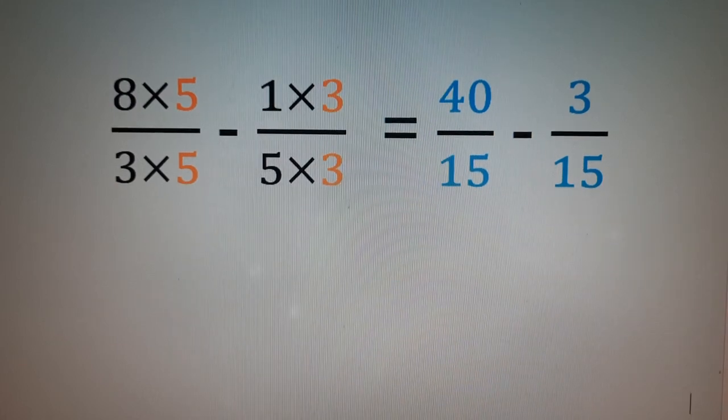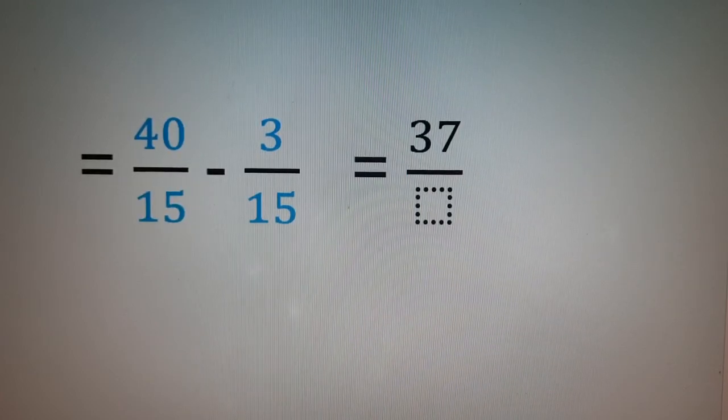Now you get 40/15 minus 3/15. Now their denominators are the same. When their denominators are the same, you can simplify their numerators. And 40 minus 3, 37. Then denominator 15 remains the same.